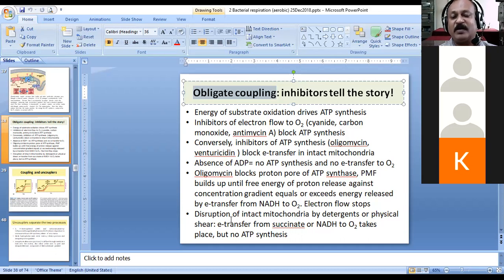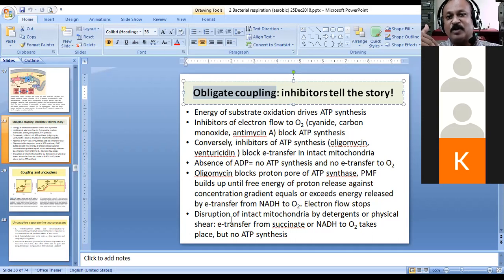So ATP synthesis will not take place. But on the other hand, the electron transfer from succinate or NADH to oxygen can still happen. In other words, what we are doing is separating the two processes by using detergent, or by destroying the membrane. ATP synthesis is a different process that is inhibited.